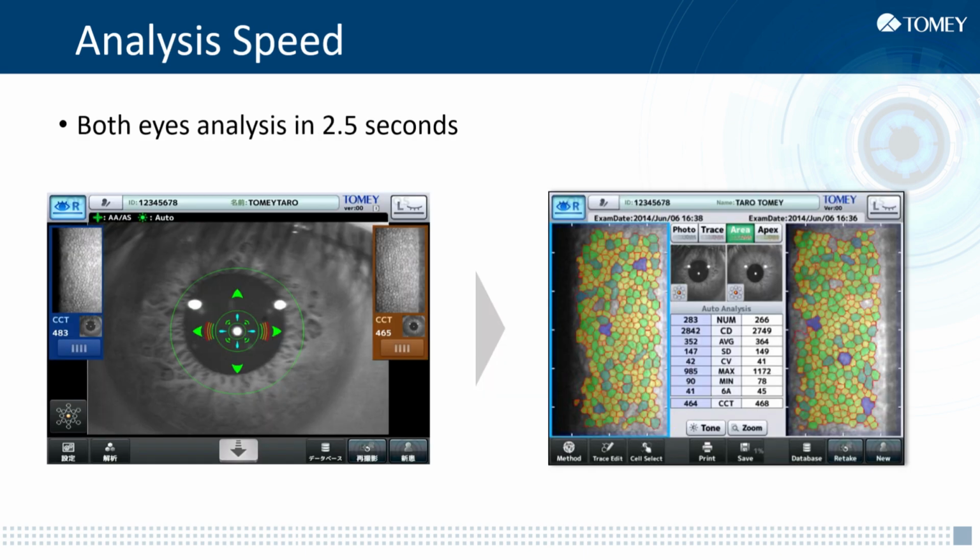The second feature is fast analysis. The EM4000 can finish measurement in 1 to 2 seconds per eye, and that data is analyzed in the background during the measurement of the other eye. Thus, the analysis for both eyes will be finished in 2.5 seconds.